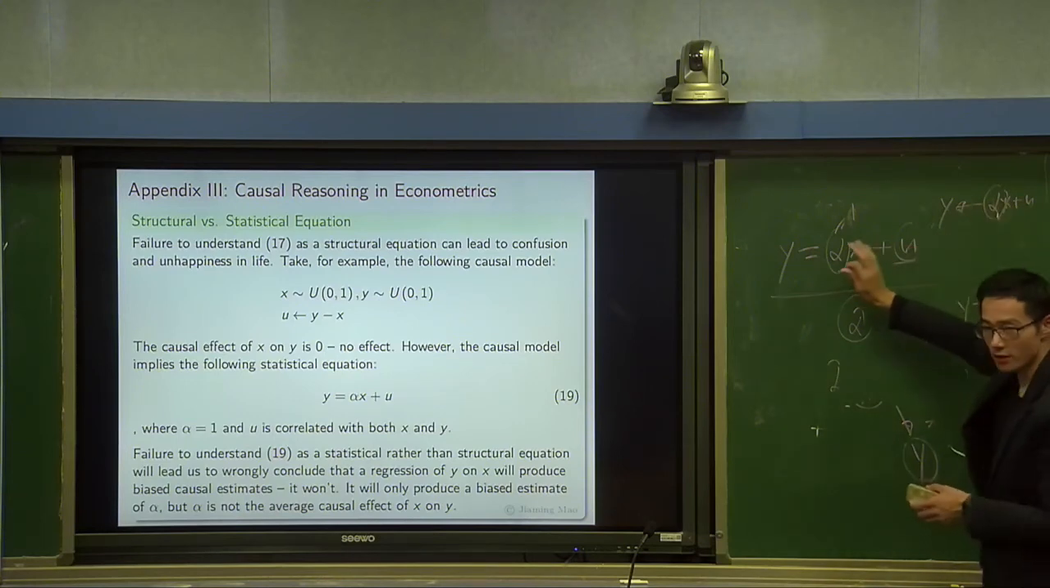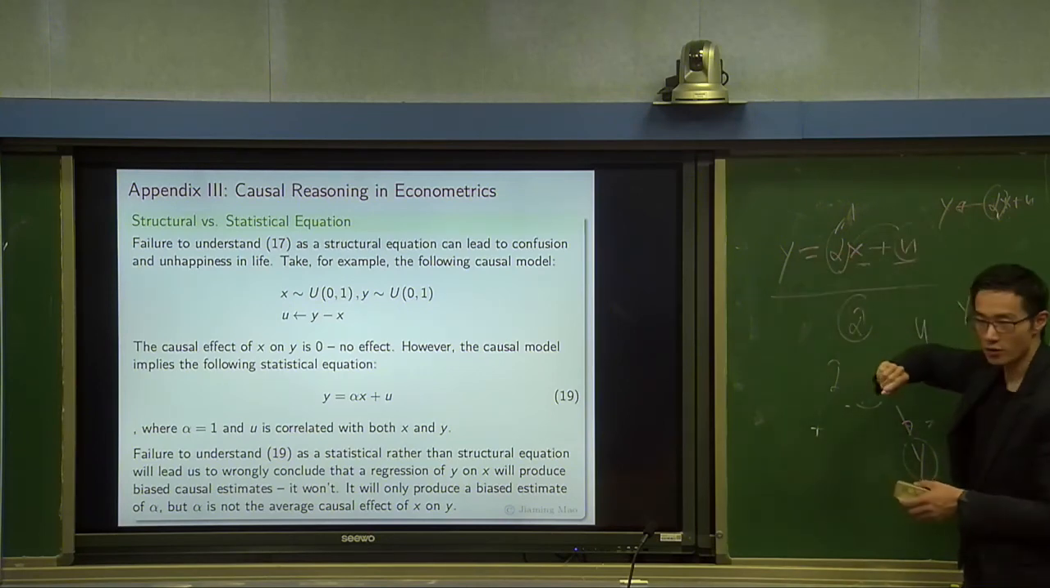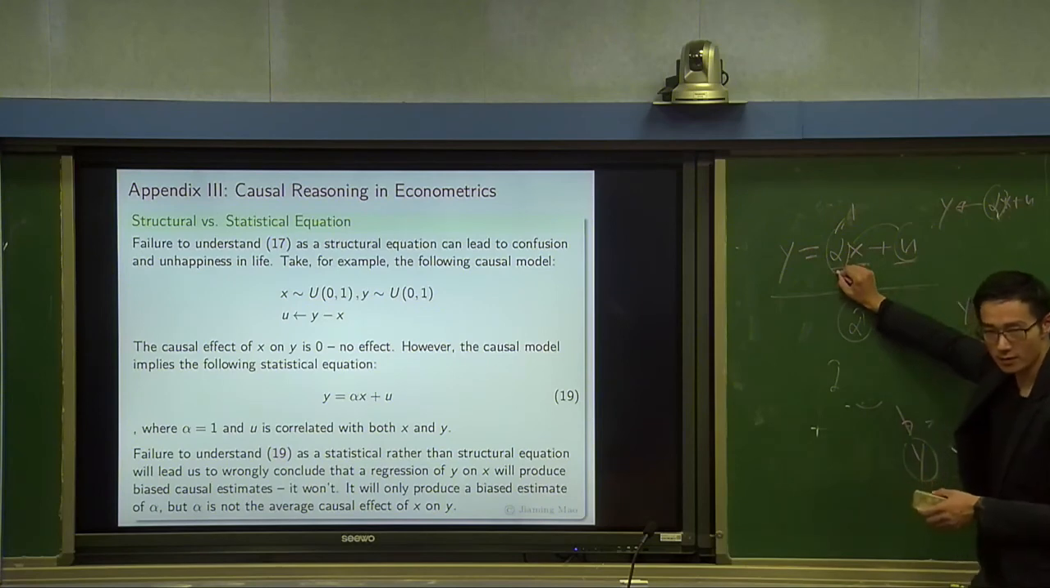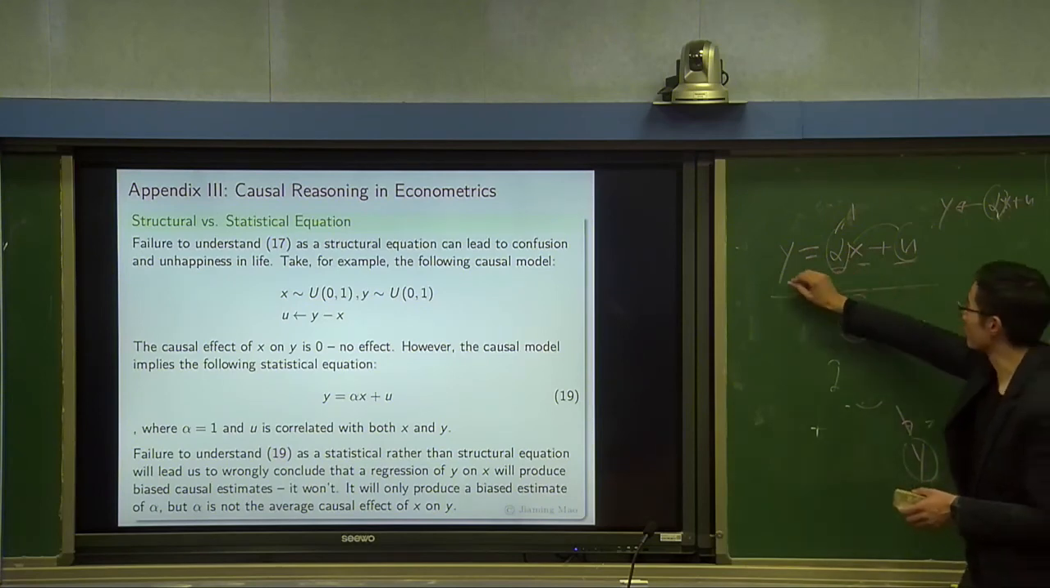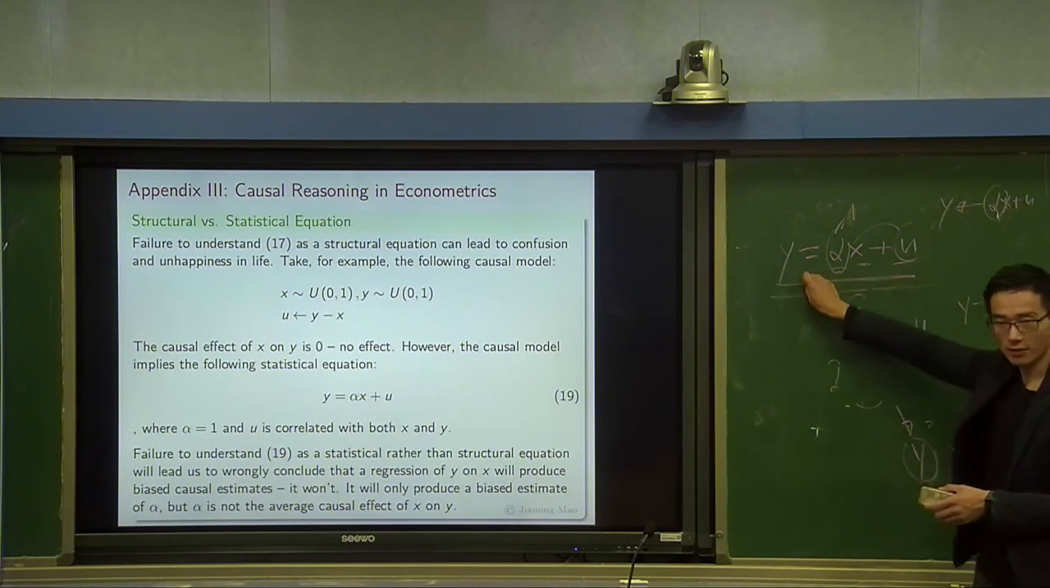Okay, so once you're not clear about this, you say, oh, this x and u are correlated. That's why there's endogeneity. That's why this alpha is biased. And this is totally wrong because this is not even a meaningful causal model. So do you understand? Okay.